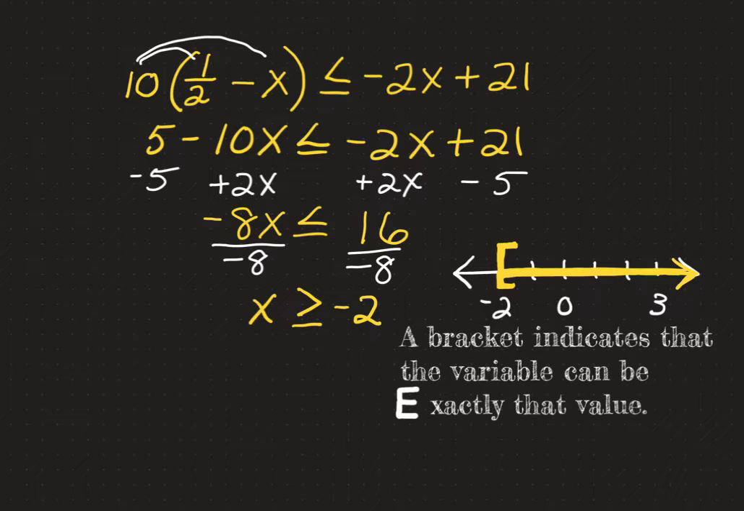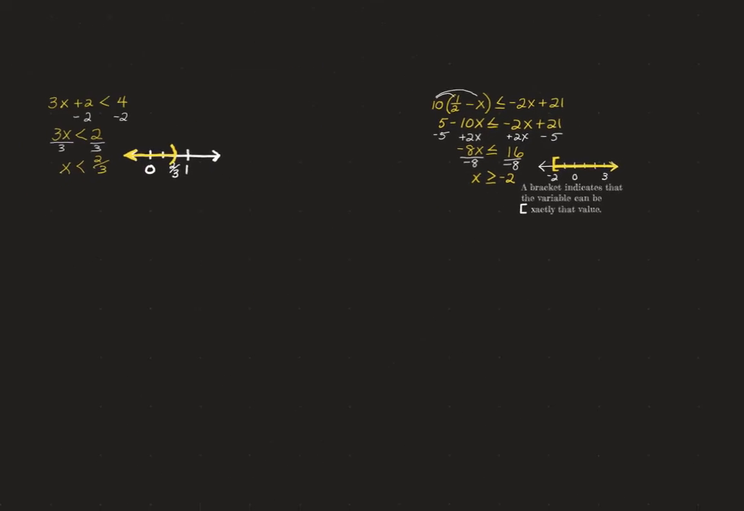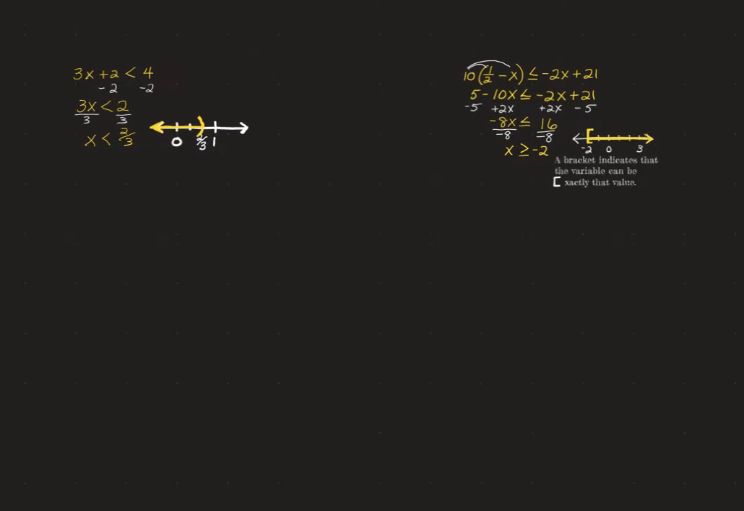A bracket indicates that the variable can be exactly that value. And the way I remember whether to use a bracket or a parenthesis is that if I remove the middle bar of the E, then I'm left with a bracket. So let's look at both of these examples now, because there is another way that you can express these answers. So let's take a look at x less than 2/3 and x greater than or equal to negative 2.